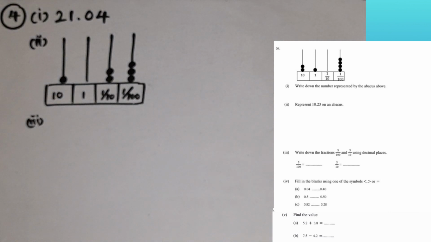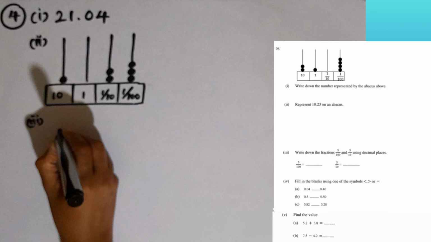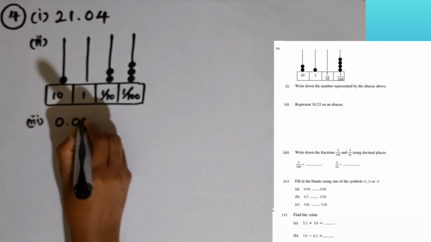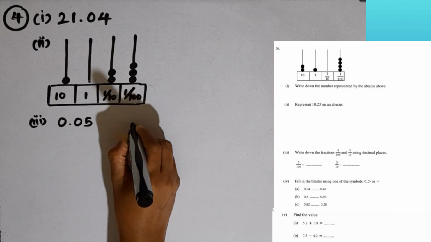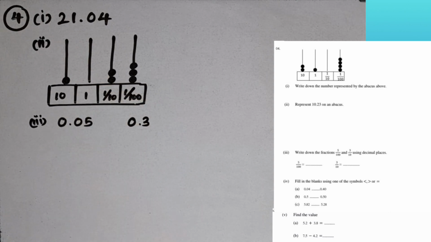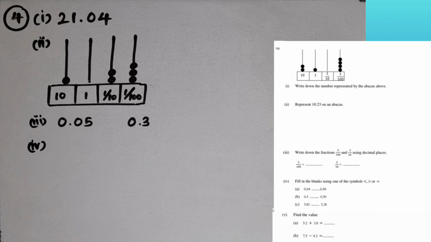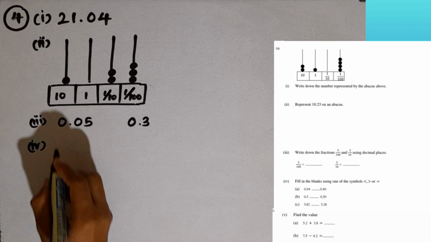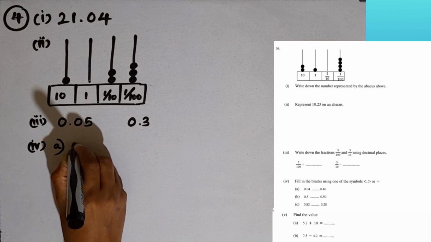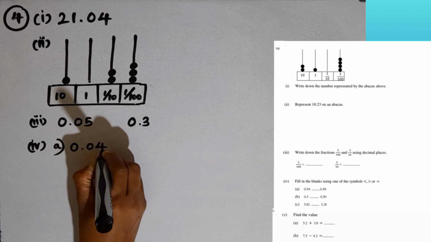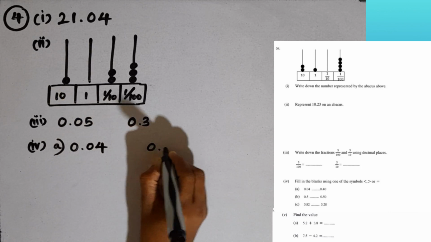Then third question. Write down the fractions 5 over 100 and 3 over 10 using decimal places. 5 over 100 can be written as 0.05. Then 3 over 10 as 0.3. Then fourth question. Fill in the blanks using one of the symbols less than, greater than or equal. The first one is given as this: 0.04 and 0.40.